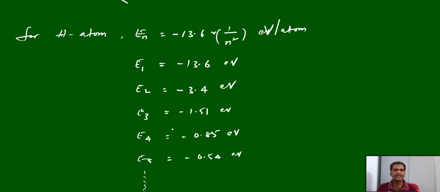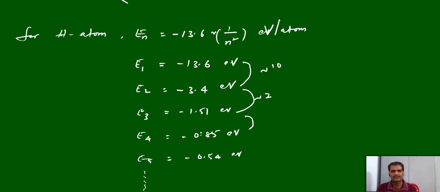Now one more point we have discussed in the Bohr's postulates, that is the energy difference between the two successive orbits decreases as the orbit number increases, right? Now from this you see the energy difference between E1 and E2. How much is it? Approximately 10 electron volts. And now again you see the energy difference between these two. It is approximately 2 electron volts.